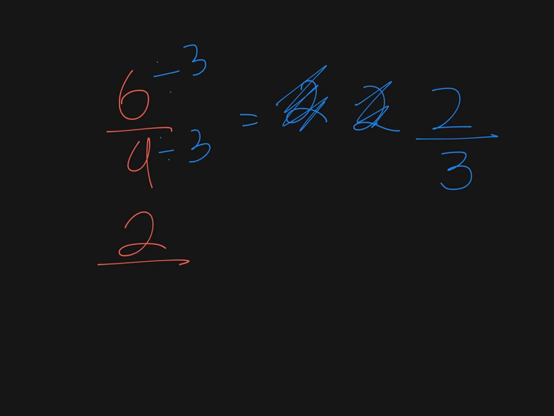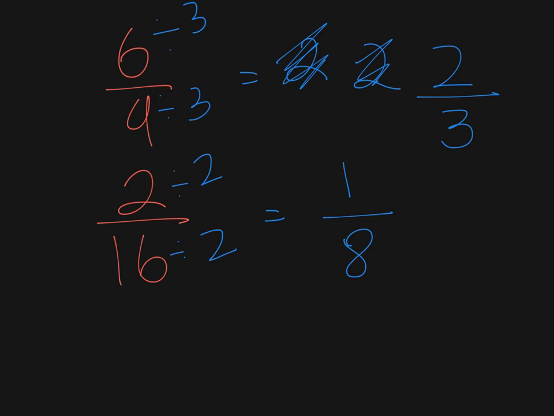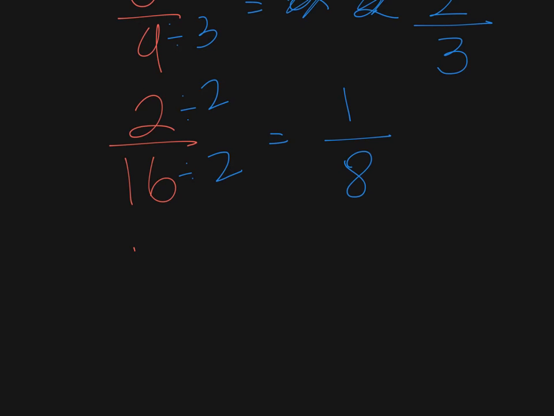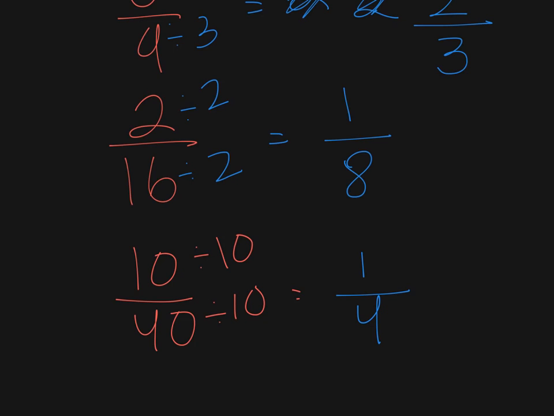Let's go and do 2/16. They can both be divided by 2. So 2 divided by 2 is 1. And 16 divided by 2 is 8. So 2/16 and 1/8 have the same value. Next one is 10/40. We can divide both by the number 10. And we know that 10 divided by 10 is 1, and 40 divided by 10 is 4. So 10/40 and 1/4 are the same thing.